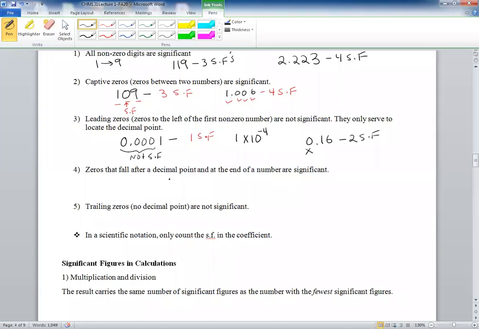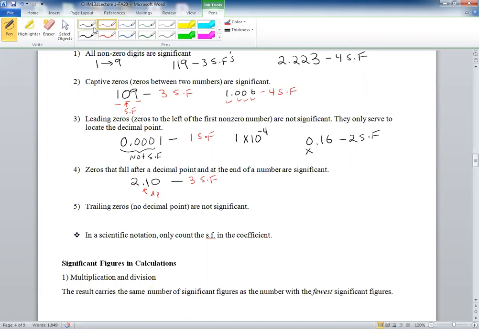Zeros that fall after a decimal point and at the end of a number are significant. So those are the numbers that come at the end. But there has to be a decimal point. So if I have a number such as 2.10, this is what we mean by zeros that fall after a decimal point. Here's your decimal point, and this zero comes at the end. So it is significant. Why? Because the 2 and the 1 are known and the 0 is the uncertain digit, but we count it as part of sig figs. So in this case, you have 3 sig figs.